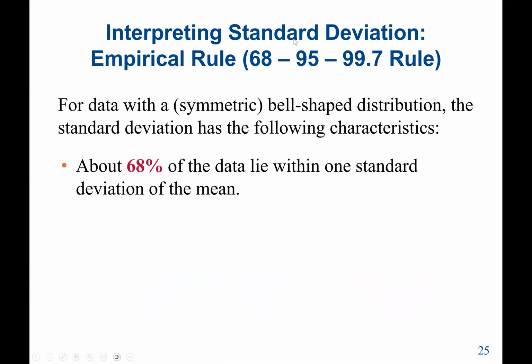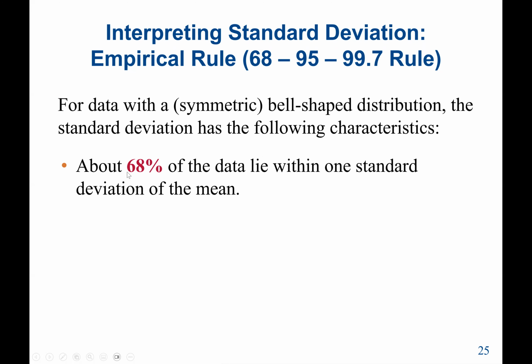So next, how do we interpret the standard deviation using the empirical rule, the 68, 95, and 99.7 rule? 68 will give us 1 standard deviation, 95 is 2 standard deviations, and 99.7 is 3 standard deviations. We will cover this more in the probability distribution concept. Here we say for data with a symmetric bell-shaped distribution, which is a normal distribution, the standard deviation has the following characteristics. That's if the distribution is normal.